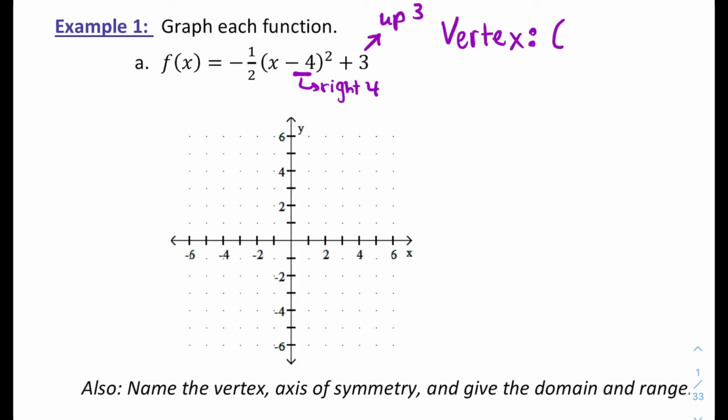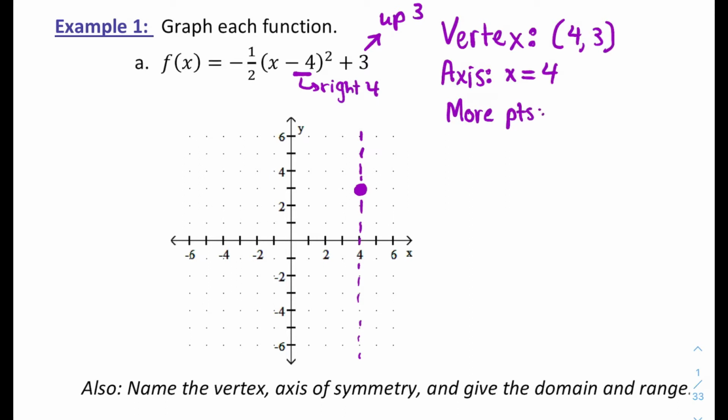So if you think about your transformations, this has a transformation right 4 units and up 3 units from your parent function x squared's vertex, which would just be at (0, 0). So my vertex is at (4, 3). My axis of symmetry that I just drew in that vertical line there is the line x equals 4. And I do need some more points to make my parabola shape.